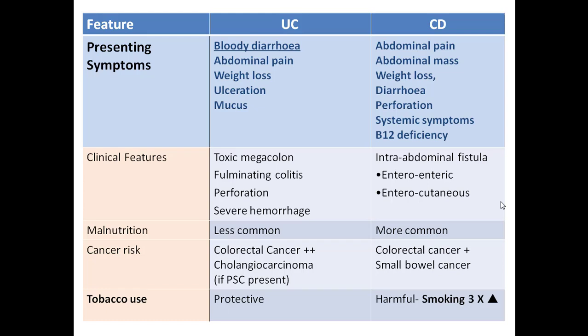Further clinical features include complications of these diseases, including toxic megacolon, perforation, and hemorrhage. Crohn's disease can present with intra-abdominal fistulae, which can be either enteroenteric or enterocutaneous. Malnutrition is more common in Crohn's. However, an important clinical point to remember is that UC has a higher risk of colorectal cancer than Crohn's disease.